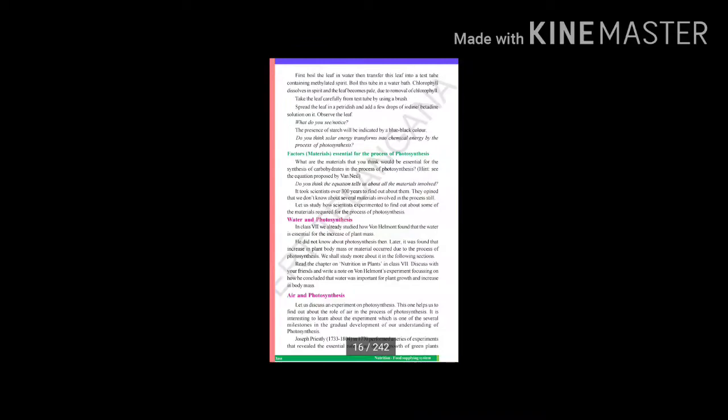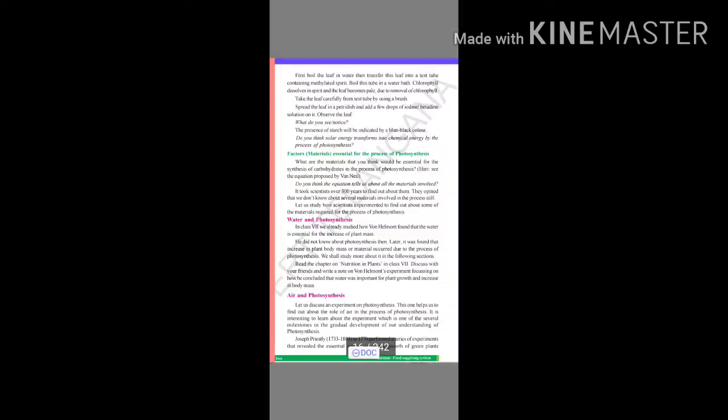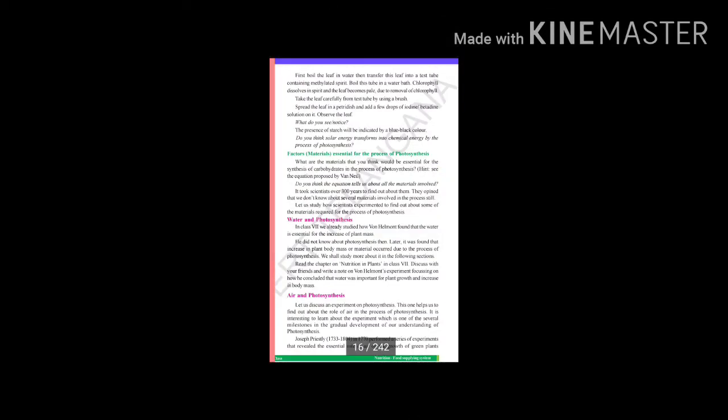Next is about the water and photosynthesis. In class 7 we already studied how van Helmont found out that the water is essential for the increase of plant mass. He did not know about photosynthesis then. Later it was found that increase in plant body mass or material occurred due to the process of photosynthesis. We shall study more about it in the following sections.